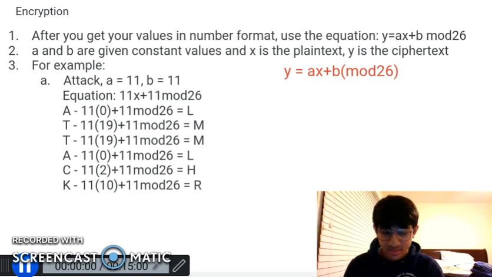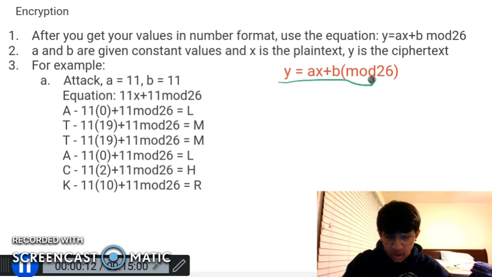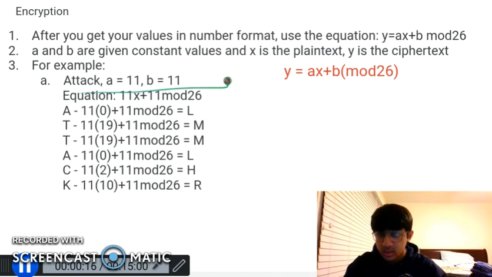Doing today, we're going to be learning about affine encryption and decryption. So let's get started. First off, let's start with encryption. Basically, the steps for encryption are to use this equation right here, y equals ax plus b mod 26, to get your answer. Let's go step by step.